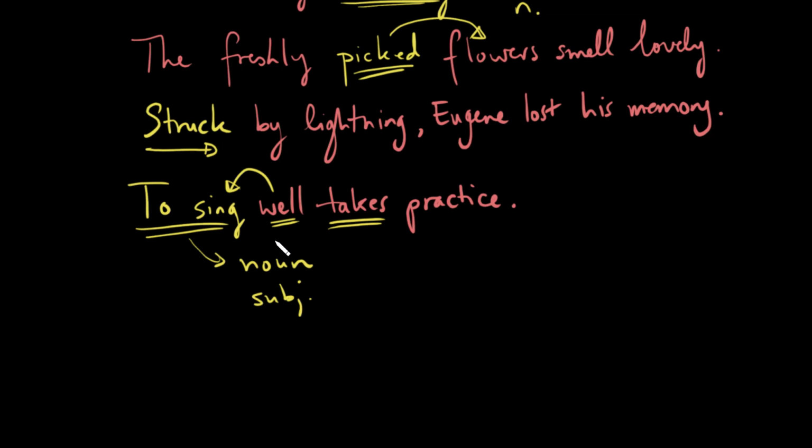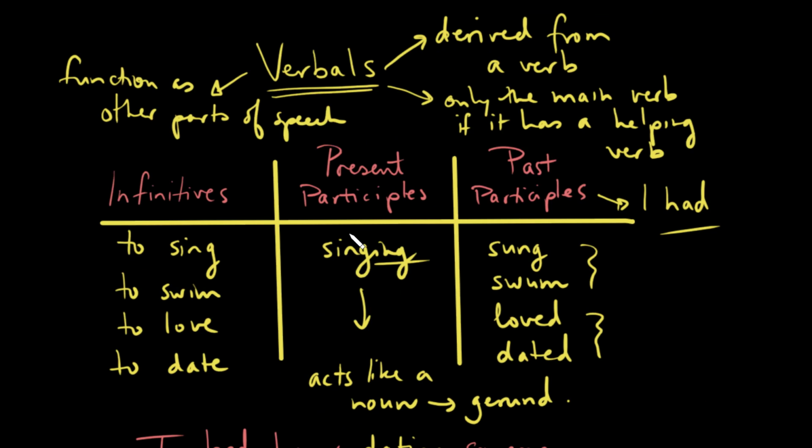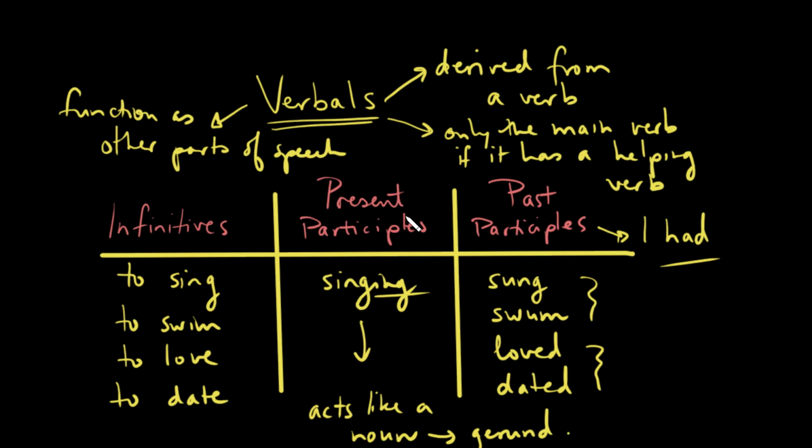We're getting ahead of ourselves here, but if you want to know, adverbs can even modify verbals, and that's what's happening here. So what we've seen then is, just to repeat, there are a number of verbals. There are infinitives, present participles, and past participles. If a present participle acts like a noun, it's called a gerund.